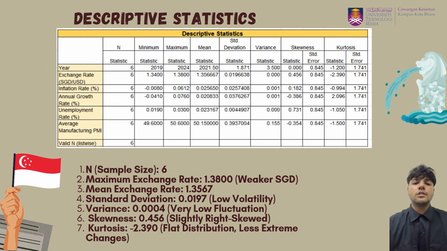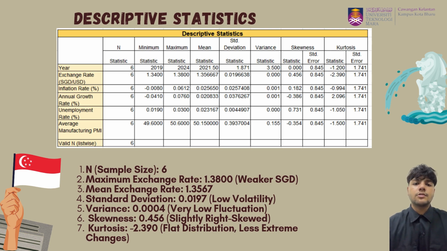Okay, next, I'm going to talk about the descriptive statistics slide. This analysis of Singapore's exchange rate from 2019 to 2024 shows a mean value of 1.3567 SGD compared to USD, with a maximum of 1.3800, indicating a weaker SGD at its peak. The low standard deviation of 0.0197 and variance of 0.0004 suggest minimal fluctuation, making the exchange rate relatively stable.